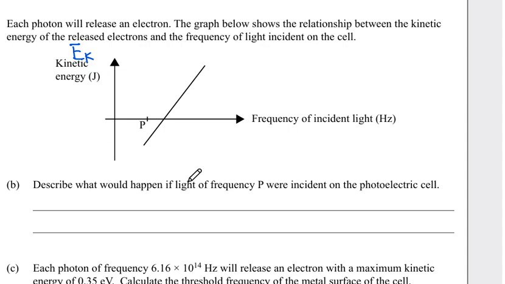So describe what would happen if light of frequency f0, actually maybe it should be f0, is used. Now f0 is going to be the threshold frequency for the photoelectric effect to take place. If your frequency is less than this threshold frequency, then we cannot see any of the electrons coming out of the metal. So we know the answer, right? Describe what will happen.